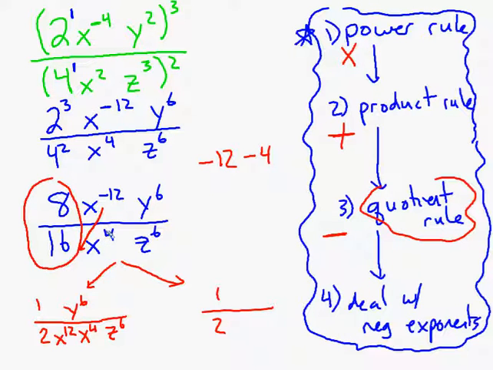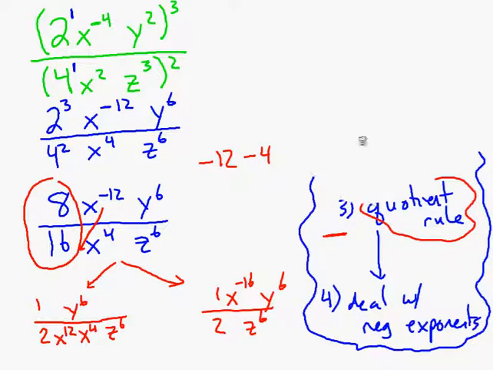Now the question is, where does that negative go? If I do a quotient rule, it always ends up on top. So that negative 16 is on top. So I've dealt with those, and then I have my y to the 6th and my z to the 6th. All right. Now, neither of these are done yet. Okay? So I'm going to erase this stuff.